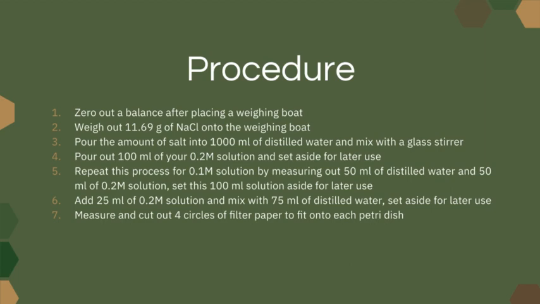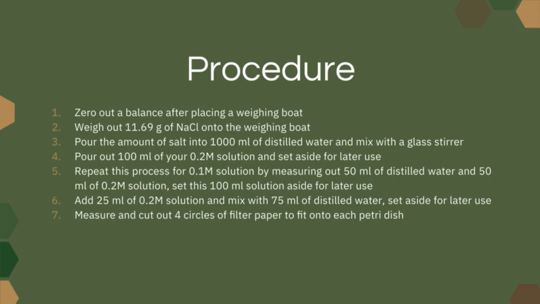During the experiment, I started off by gathering all of the necessary materials and placing a sterile weighing boat onto the weighing scale. I zeroed out the scale to only consider the weight of the sodium chloride. I then weighed out 11.69 grams of salt onto the weighing boat, which I poured into 1,000 mLs of distilled water. I mixed the solution thoroughly until no salt could be seen in the solution.